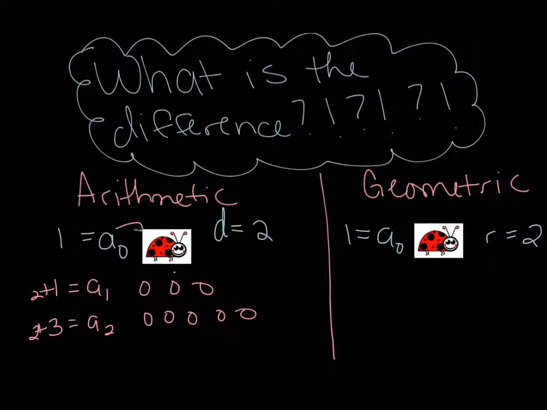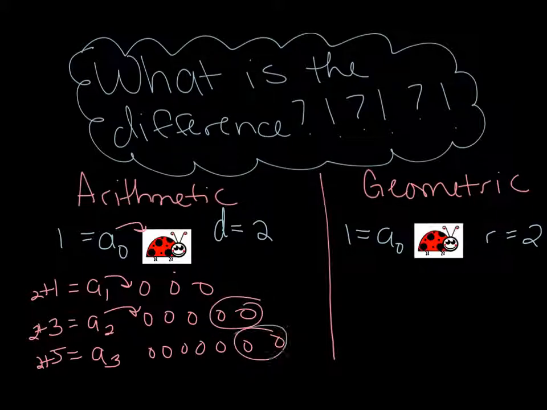So this represents a0, and this represents a1, and this represents a2. So then I want to find a3. And that means I'm going to take the 5 ladybugs that I have and add 2 to them again. That means I have 1, 2, 3, 4, 5, 6, 7 ladybugs. Okay, so basically, you realize you are just 2 more than you were previously.